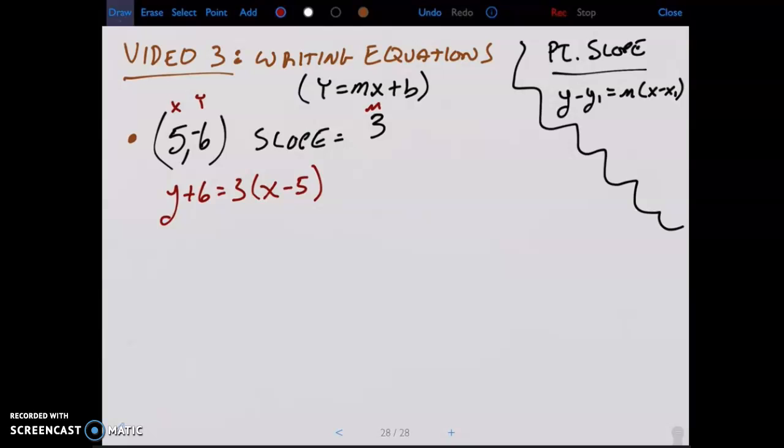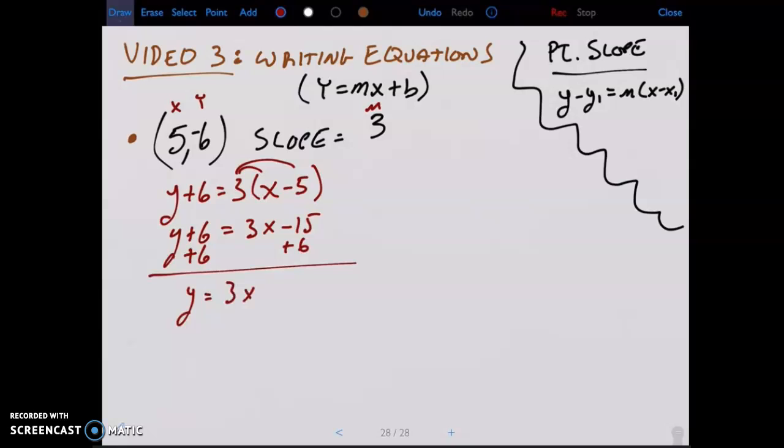Sometimes you can just leave it in point-slope form. Like in calc, you just leave it in point-slope form and you're done. But sometimes you want to write it in slope-intercept form. So in order to do that, you have to distribute. The y plus 6 comes down, equals 3x minus 15. Add 6 to both sides, and you get y equals 3x minus 9. And that's your equation. You can graph it if you want to. You can come up with parallel lines if you want to. You come up with perpendicular lines if you want to. It doesn't matter.